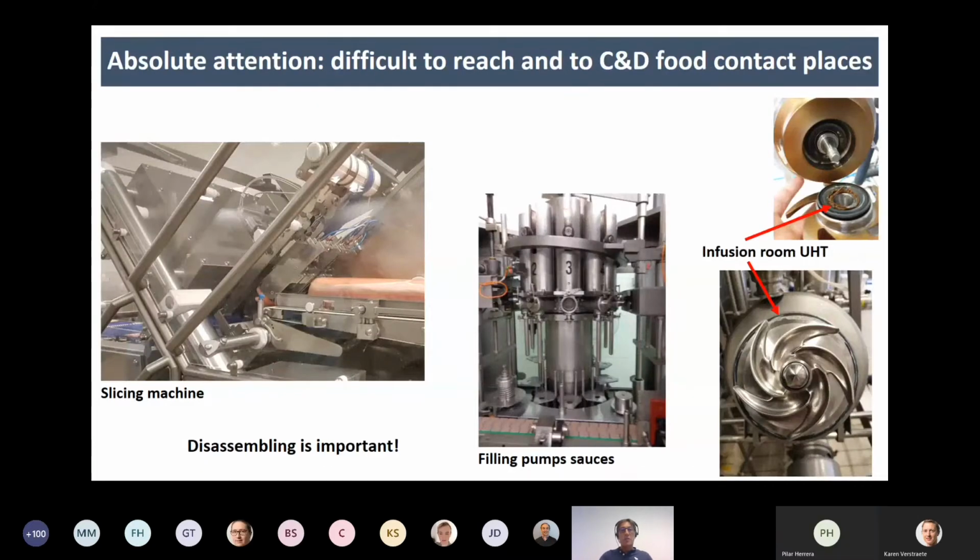Then please give absolute attention to difficult to reach and difficult to clean and disinfect food contact surfaces and places. A slicing machine is really a source of pathogen and hygiene contamination. So if you have slicing machines, please take the time to disassemble them and clean and disinfect them very profoundly. For example, also an infusion room of UHT, like you can see here, even after SIP, it's needed to disassemble it, because you see that even after SIP, there is still dirtiness. Only with disassembling the infusion room can you clean and disinfect it in a proper way.